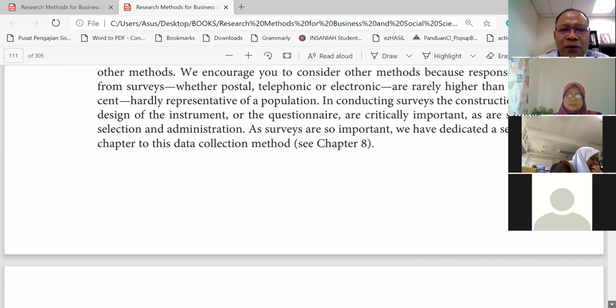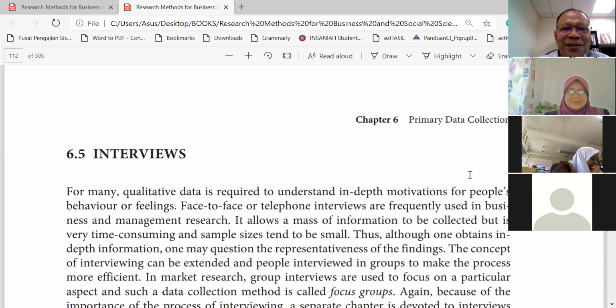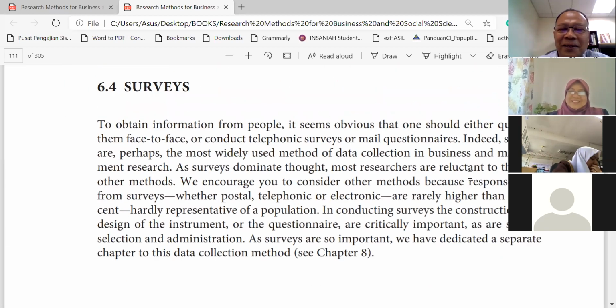Cikgu Norma, you use questionnaire, right? Yes, doctor. Why you use questionnaire? Most students use questionnaire. Because it's more convenient, or maybe you like the step-by-step procedure, right? So you have a lot to write when you use questionnaire. And I think it's easier to analyze.